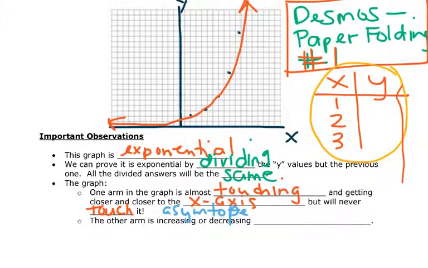Okay, so what the other arm is going to be doing, while this arm is getting closer and closer to the x-axis, the other arm is either increasing or decreasing very, very quickly. So we're going to say it's increasing or decreasing very quickly. All right, so there's our conclusions. Let's go on to the final page where you're going to test yourself.